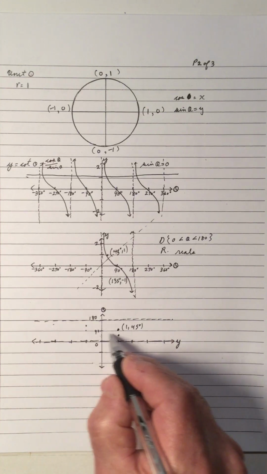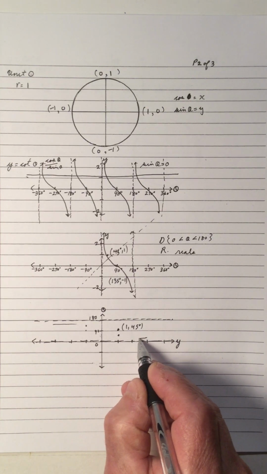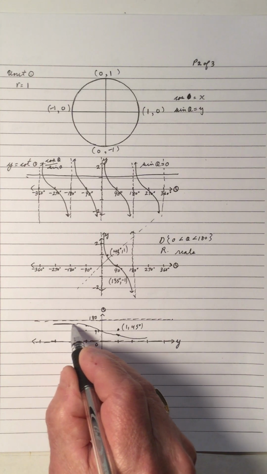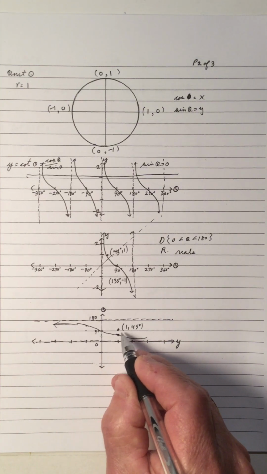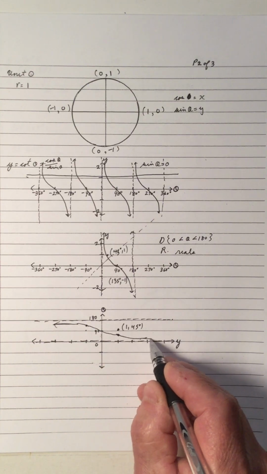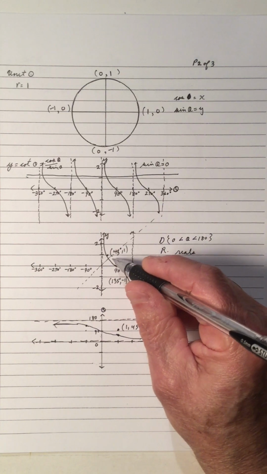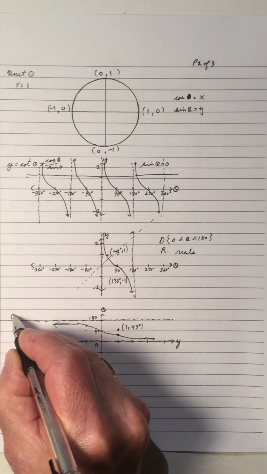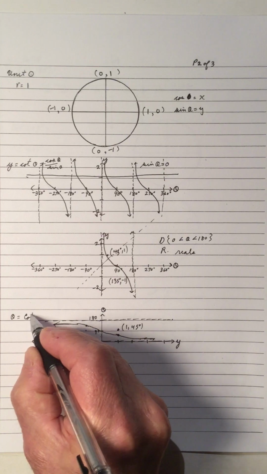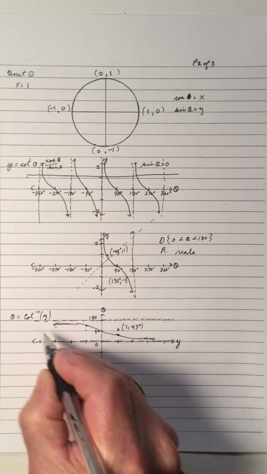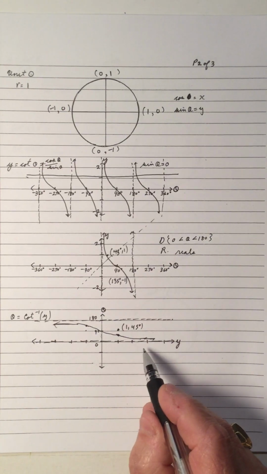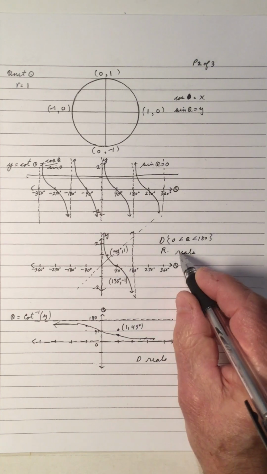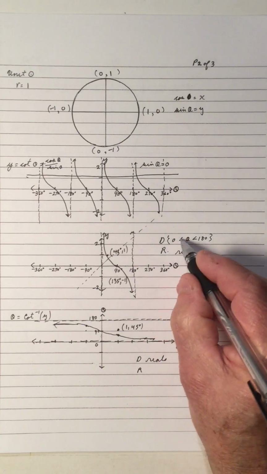So the graph is, if I can just do this, there's the inverse, right there. And the graph here is theta equals cot to the negative 1 on the y. So it's reversed. Your domain is your range, and your range is your domain. So your domain here is reals. The range here is your domain, and your domain is your range.